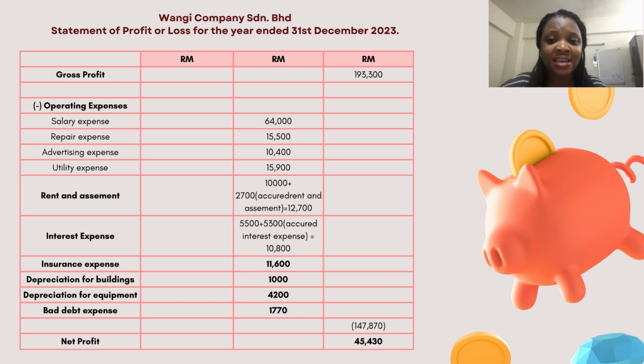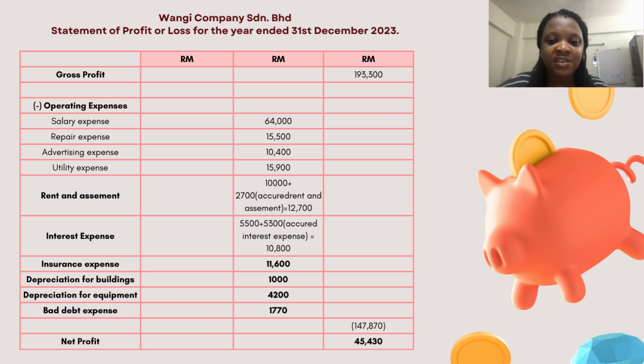However, for the rent and assessment, we do have some adjustments that we have to put in, and we have to put in the right value. From the trial balance, it is given that the rent and assessment is 10,000 ringgit. And from the additional information, we know that there is an accrued rent and assessment of 2,700 ringgit. So what we must do is add that 2,700 ringgit to the 10,000 ringgit, which will now give us the new rent and assessment value of 12,700 ringgit, which will be the value included in the SOPL.